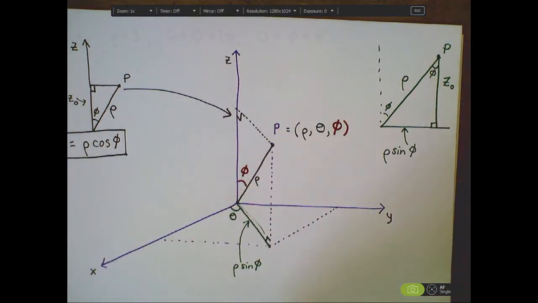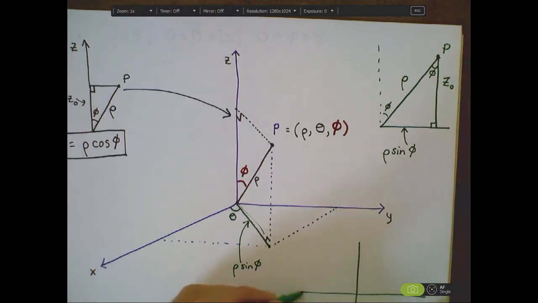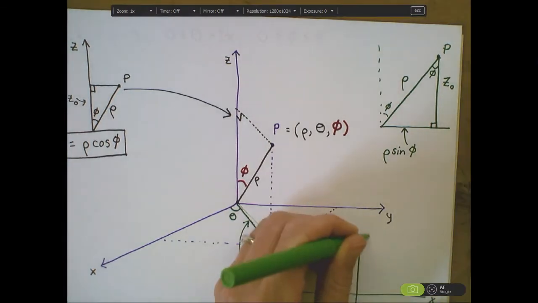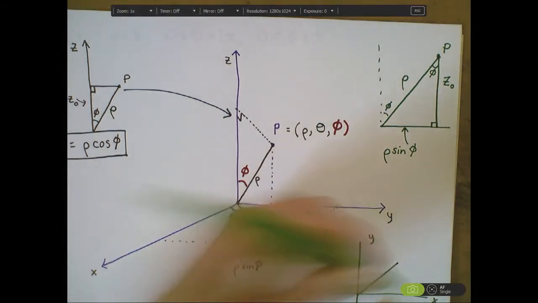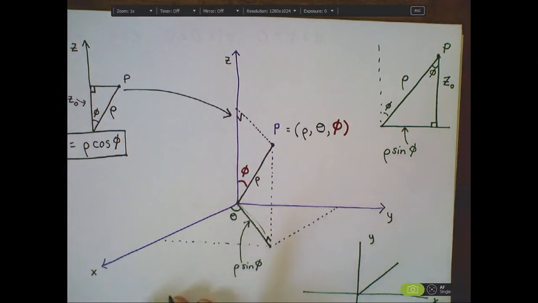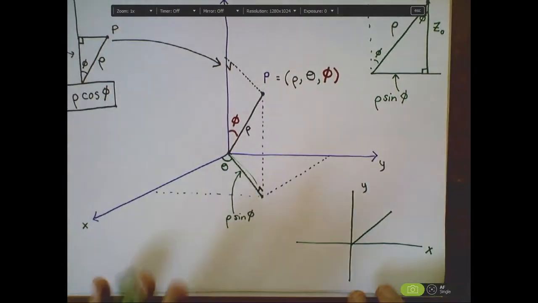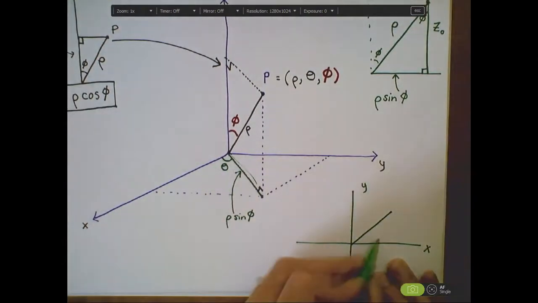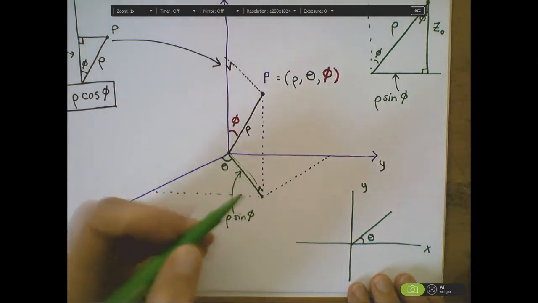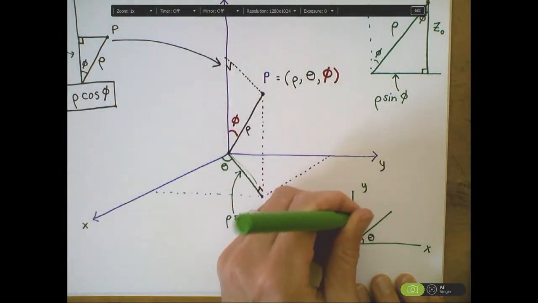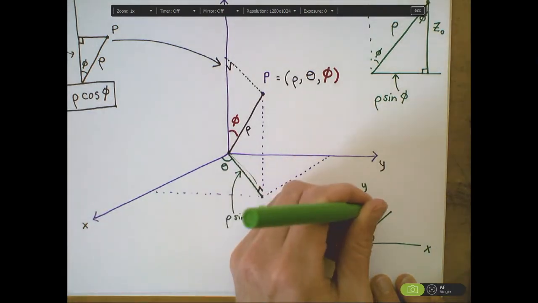But we're almost done, because now we can just distill this down into a top view into the xy plane. I'm shifting the orientation a little bit, but down in the xy plane, I can't see that very well. We see that our angle theta is the angle that's made with the x-axis. We see that this projection length is the length rho sine of phi.